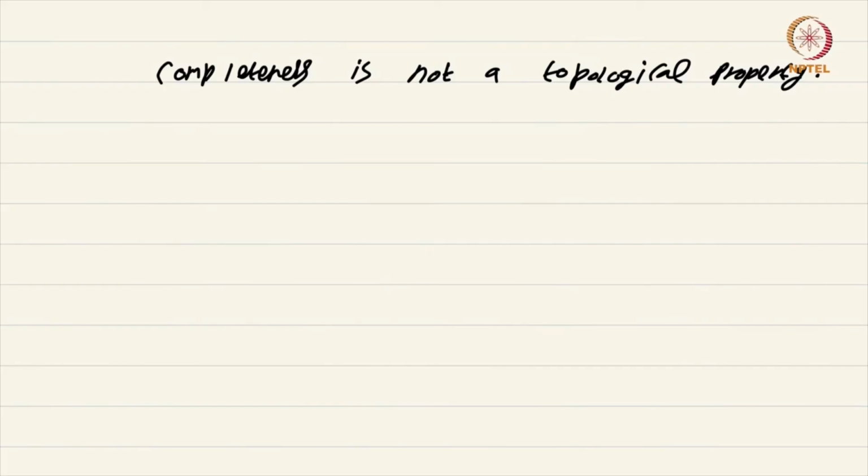Same remarks apply for closed sets. Closedness is also defined using sequences. However, you can characterize closedness completely by open sets. Okay, but completeness is not a topological property.